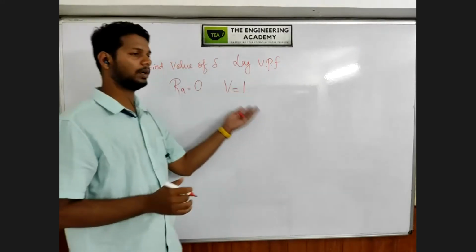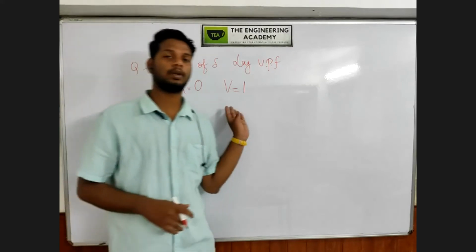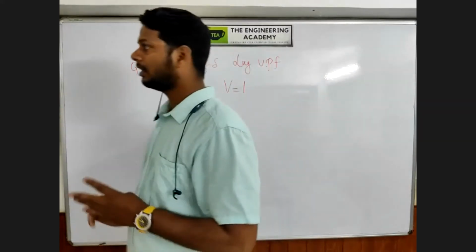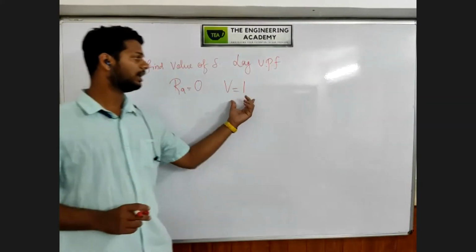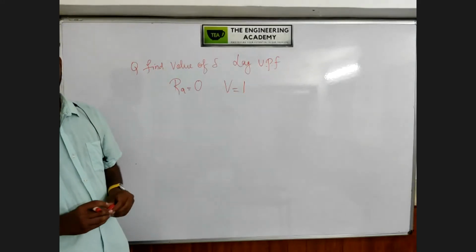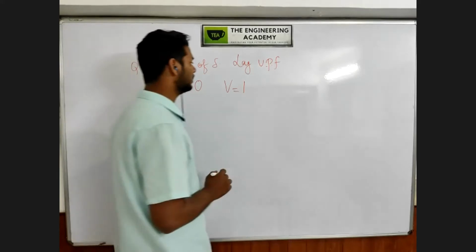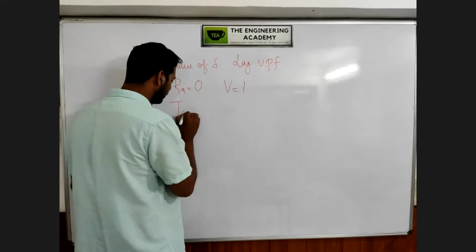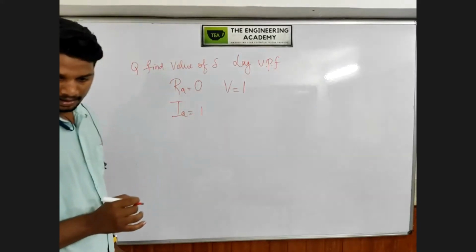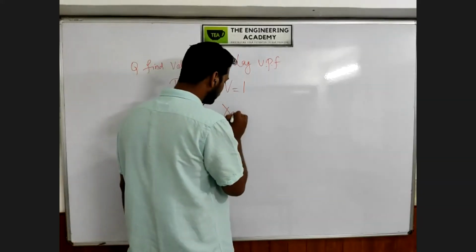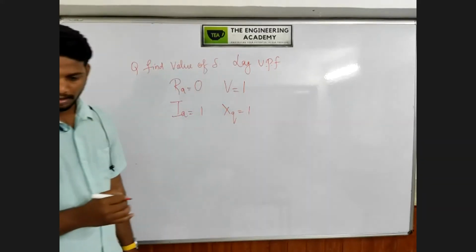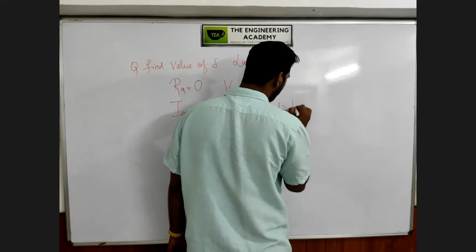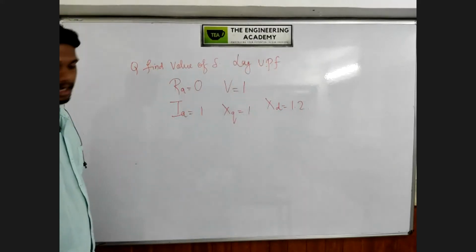So how can the voltage be equal to 1? The value of voltage is given in per unit. You have studied the per unit system in power systems. So voltage is equal to 1 in the per unit system, and Ia is equal to 1, Xq is equal to 1, Xd is equal to 1.2. I have to find the value of del.